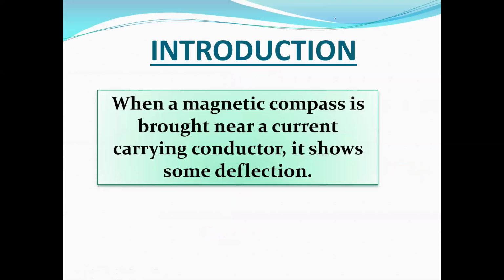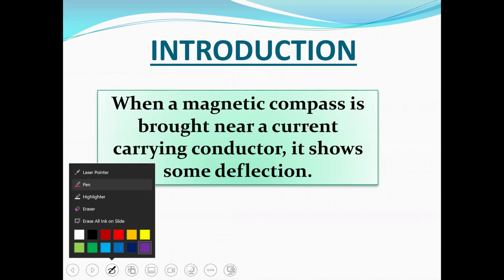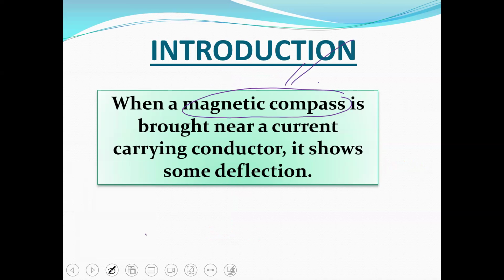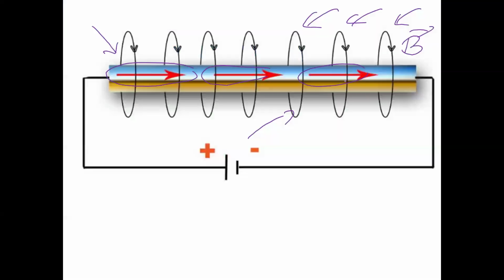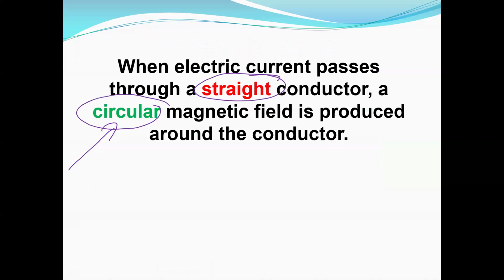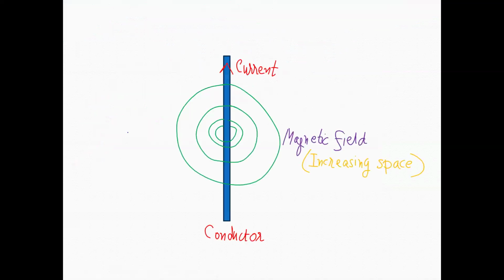बताओ आज का पहला concept क्या है? What's the first concept for today? Whenever you want to show that magnetism is there in a region, what is the most common thing you can use? In order to show the magnetic field, you can use a magnetic compass. What is our second concept? If current passes through a straight conductor, a circular magnetic field is produced, and these circles have increasing separation. Circles get away from each other with increasing separation.